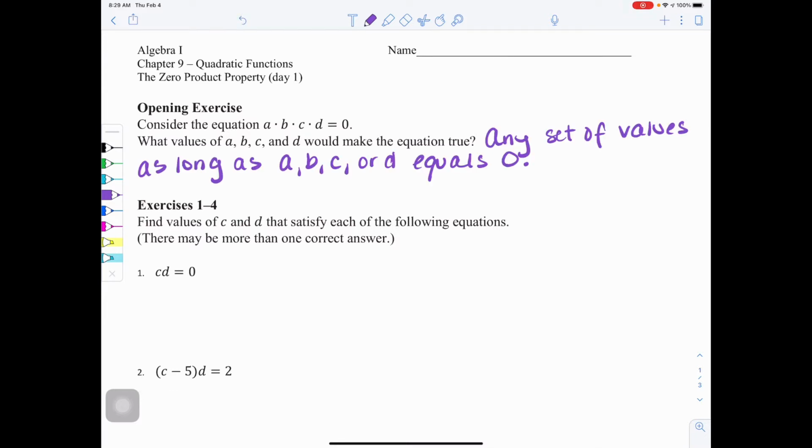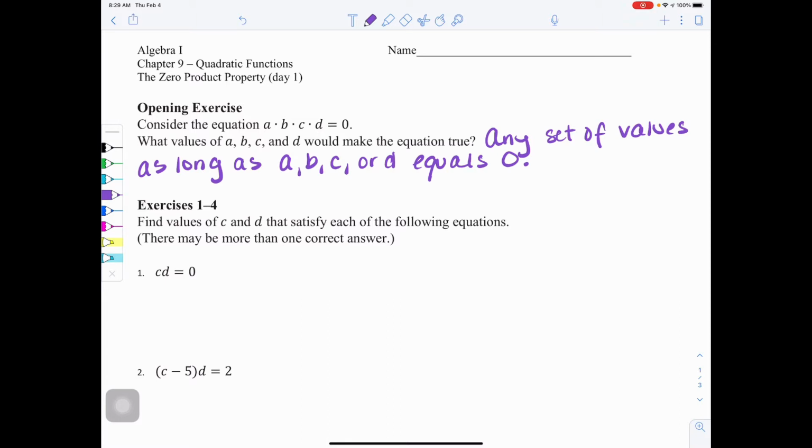Okay, now that you've had time to try the opening exercise, the answer should be any set of values as long as A, B, C, or D equals 0. So when you're multiplying, as soon as you multiply by 0, you get 0. So as long as one of those variables, A through D, is a 0, then the whole equation will be equal to 0.